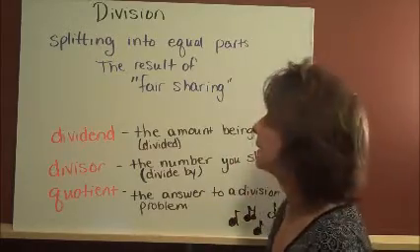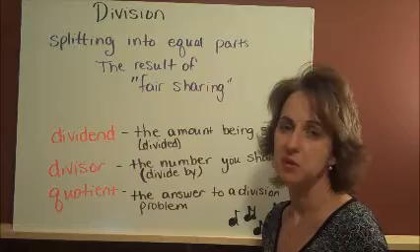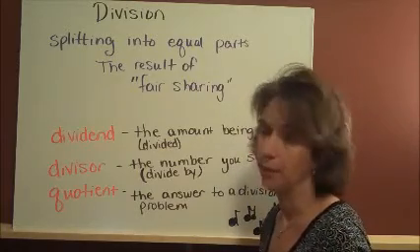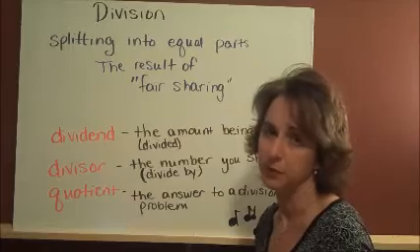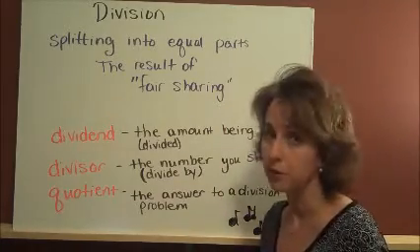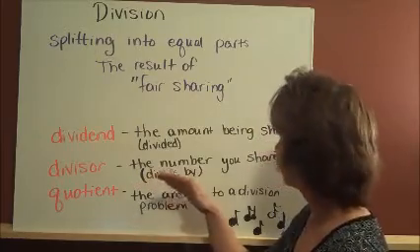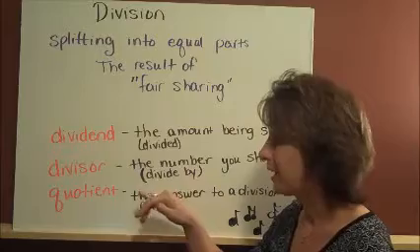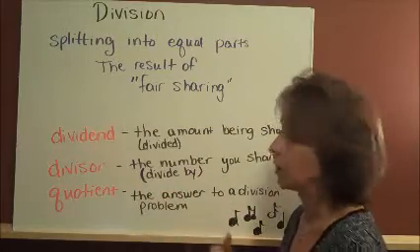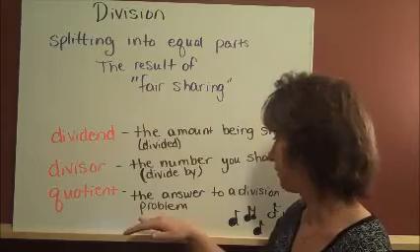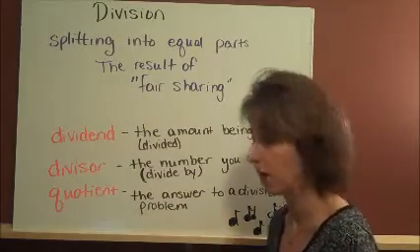Division. Splitting something into equal parts, which is the result of fair sharing. Division very often happens when you deal with brothers and sisters. Everyone wants their fair share. There are 3 parts to a division problem. The dividend, which is the amount being shared or the amount being divided. The divisor, which is the number that you share with or the number you divide by, and the quotient, which is the answer to the division problem.